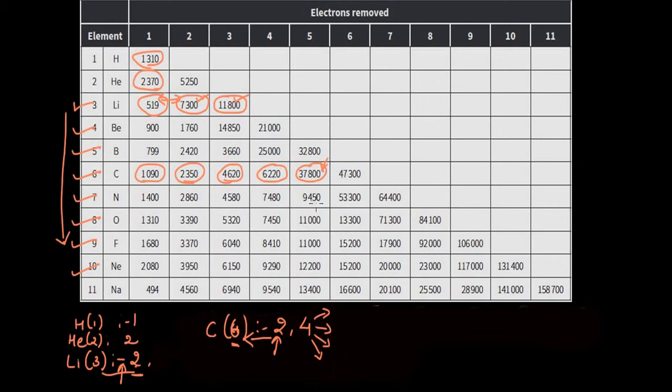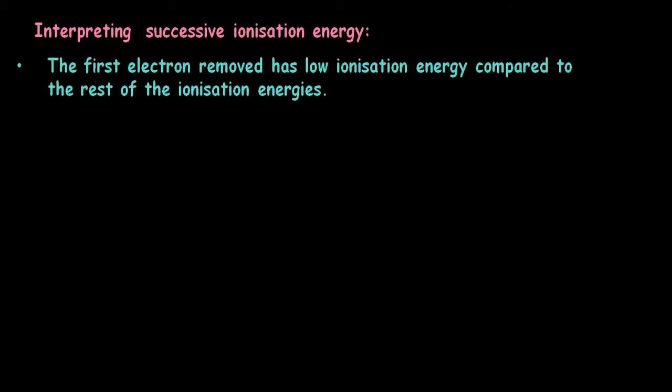And this happens in each and every element: once the outer electrons are fully removed, and the next electron is to be removed from the next shell, which is closer to the nucleus, we will observe a very big jump in the ionization energy. From all these observations, we can interpret a few points about the successive ionization energies. When the first electron is removed, it has a very low ionization energy compared to the other electrons which are removed successively later on.